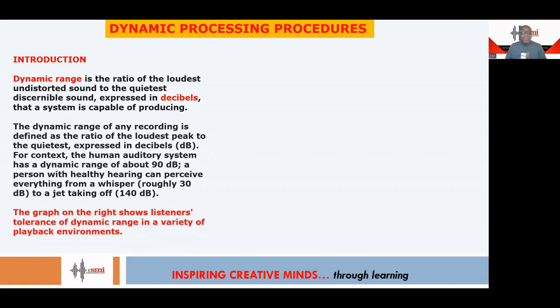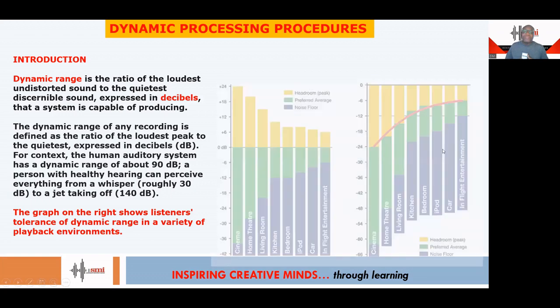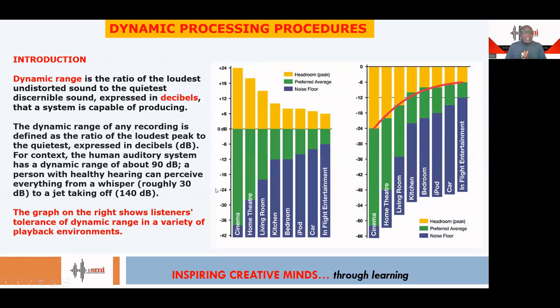So the graph on the right shows the listener's tolerance of our dynamic range in a variety of playback environments. Now, this is the normal level for signals in every situation. If you can see, this is cinema. You see the noise floor, because it's padded, it's very quiet. And you can see the normal level at 0 dB voltage. There is a lot of headroom there for the peaks to go to.